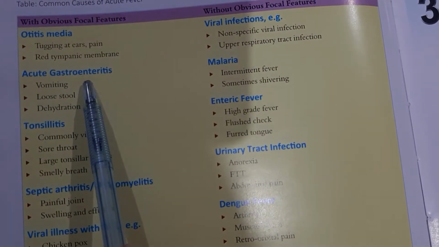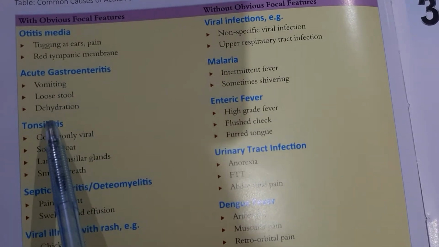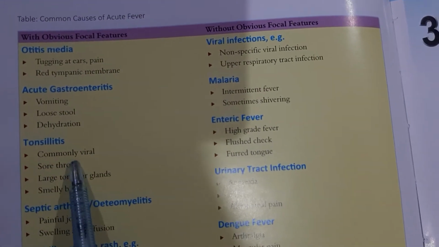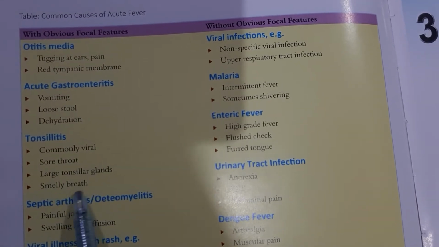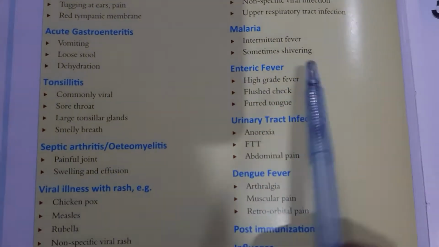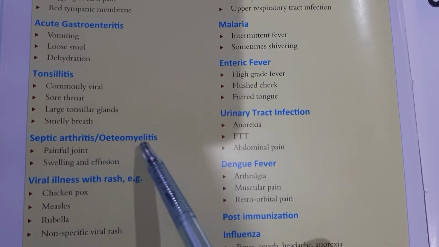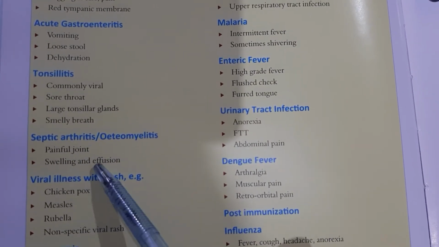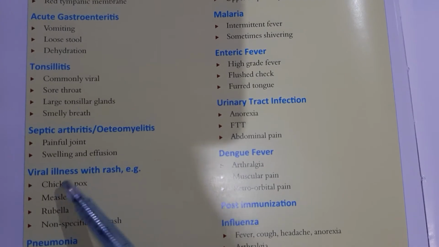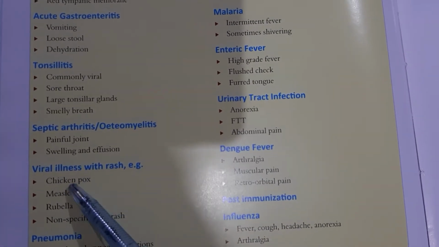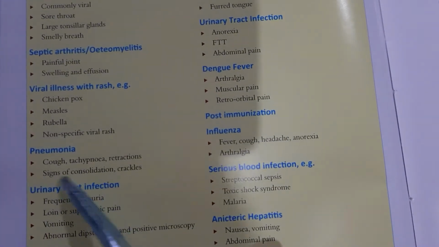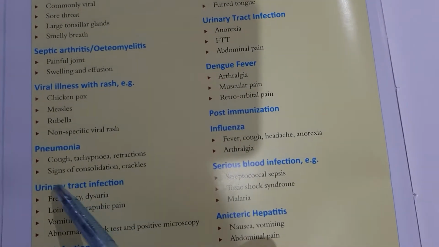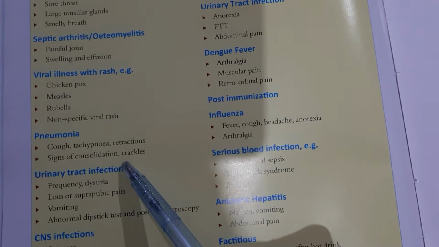Acute gastroenteritis, in this vomiting, loose motion, and dehydration will be present. Tonsillitis, commonly viral, sore throat, large tonsillar glands, and smelly breath are present. In septic arthritis and osteomyelitis, joints are painful and swollen, and effusion is present. In viral illnesses with rash, for example, chickenpox, measles, rubella, non-specific viral rash. In pneumonia, cough, tachypnea, retractions, signs of consolidation and crackles are present.